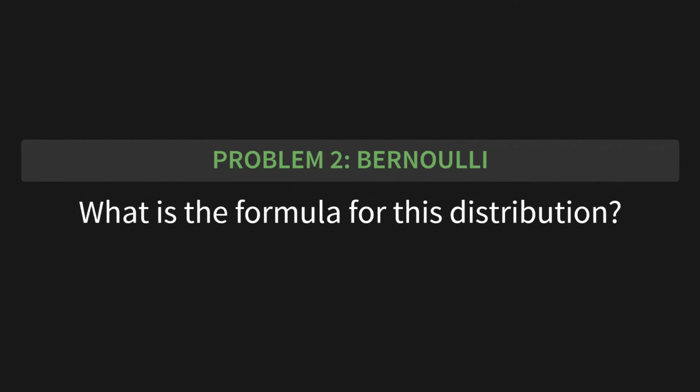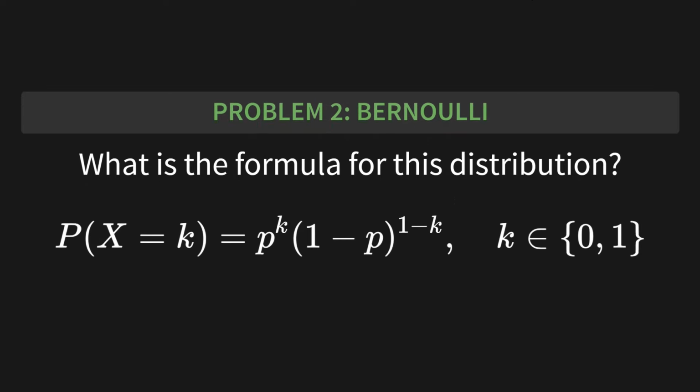What's the formula for the Bernoulli distribution? P of X equals k equals p to the k times 1 minus p to the 1 minus k, where k is 0 or 1.